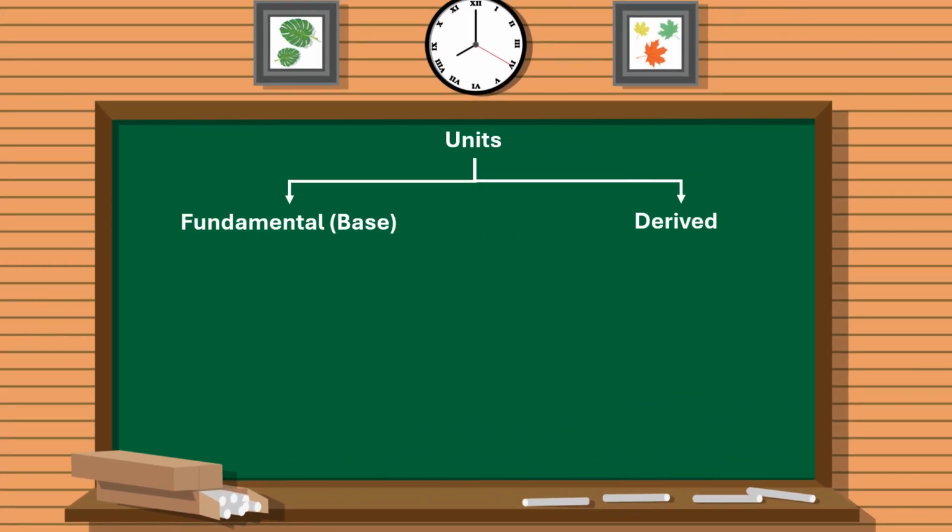Units aren't just random labels, they're actually divided into two big categories. Think of basic units as the building blocks of measurement. They're the foundation we use to create derived units, which are combinations of these basics.